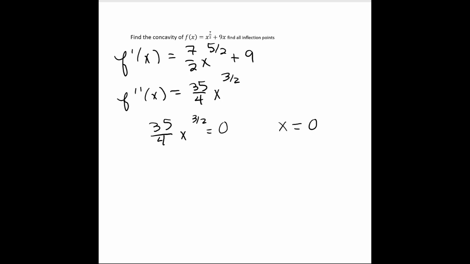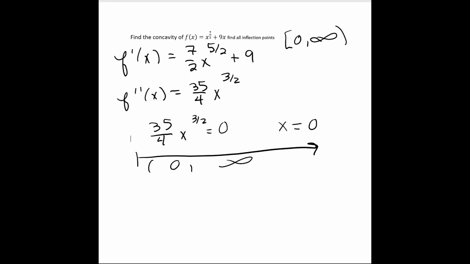Because our original function, f of x, is x to the 7 halves plus 9x, our domain is 0 to infinity. The 2 from the 7 halves is a square root. I can't take the square root of a negative number, so I know my domain starts at 0. This means I only have one interval, and that interval is 0 to infinity.